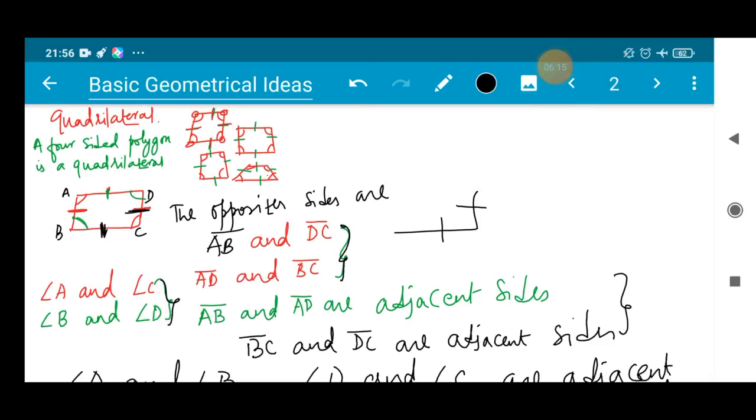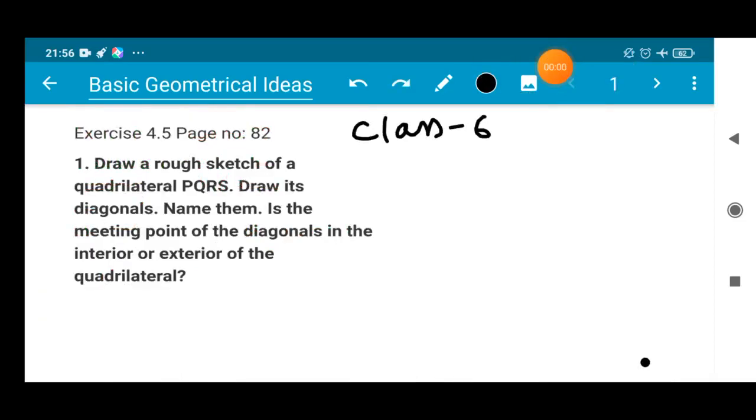4.1, sorry. Question number 1 states: draw a rough sketch of a quadrilateral PQRS. Draw its diagonals. Name them. Is the meeting point of the diagonals in the interior or exterior of the quadrilateral?